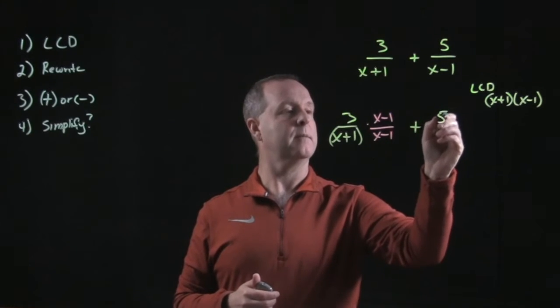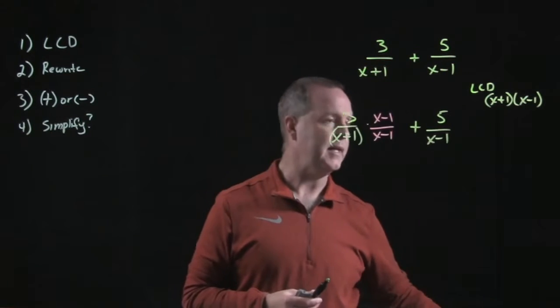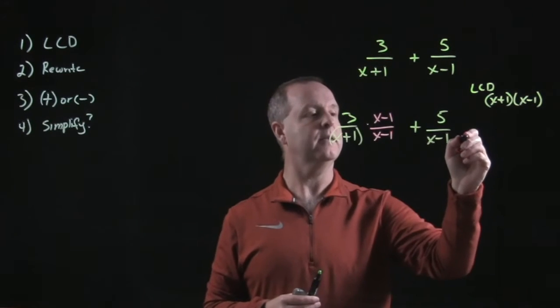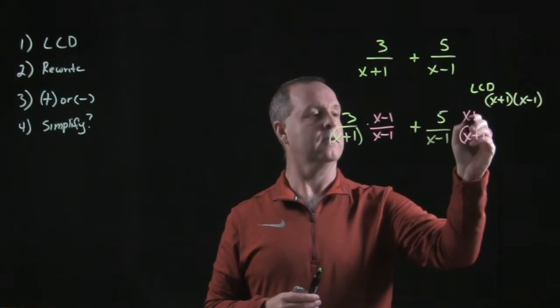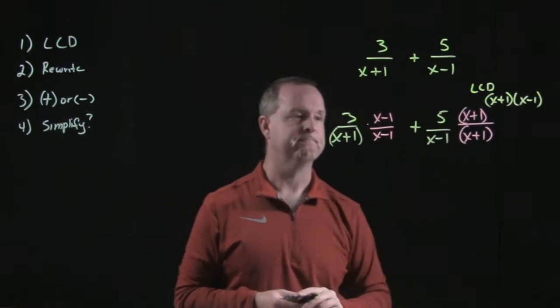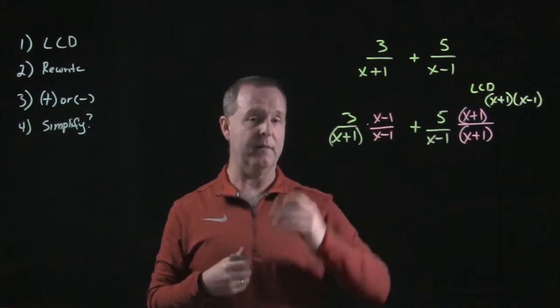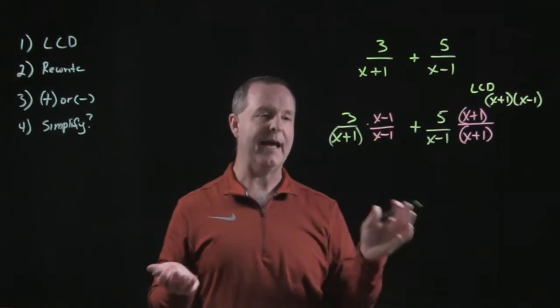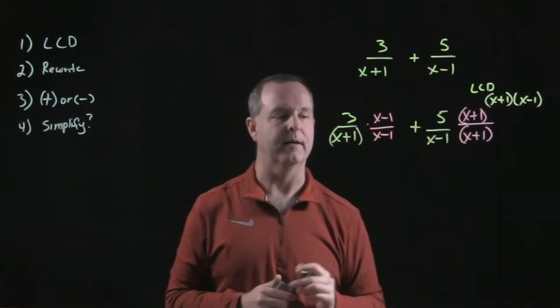5 over x minus 1. That one needs to have a common denominator. I'm going to multiply it by an x plus 1 over an x plus 1. Now both of those terms are an equivalent expression from the beginning terms, but now they have a common denominator. In fact, they have the lowest common denominator.